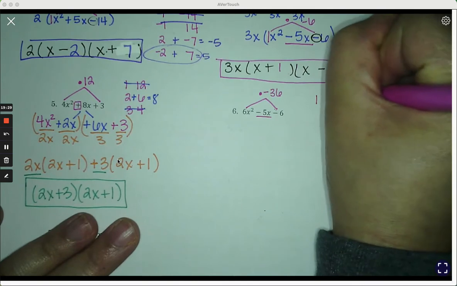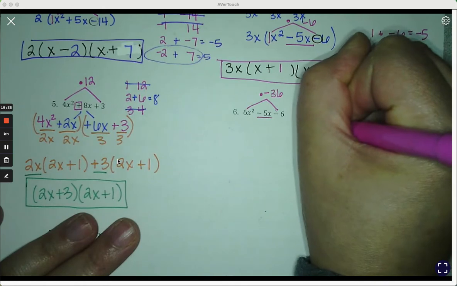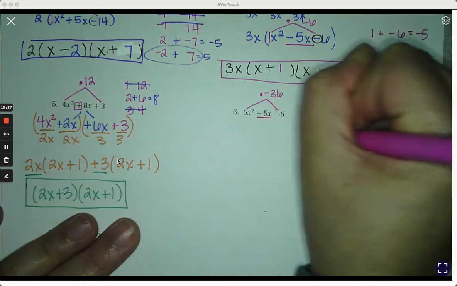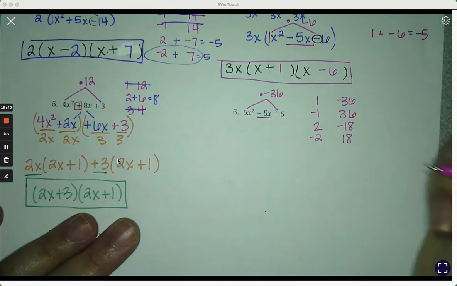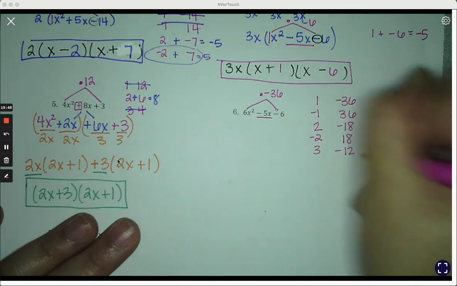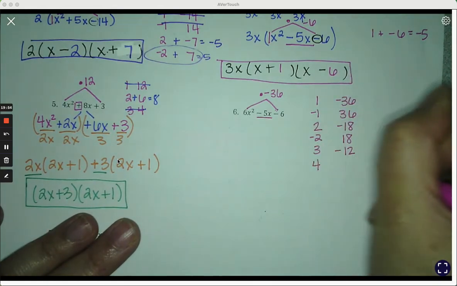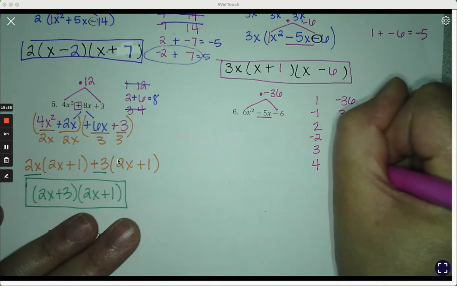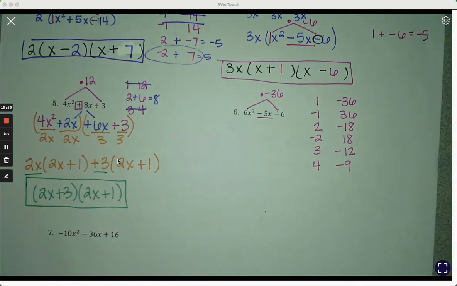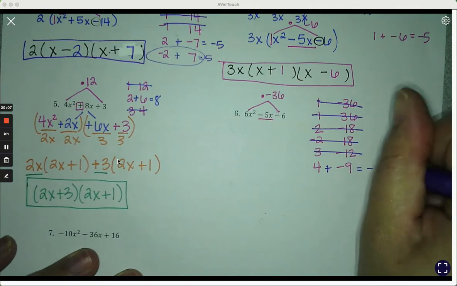Two numbers, one positive, one negative, that multiply to negative 36 and add to negative 5. So we have 1, negative 36, negative 1, positive 36. 2, negative 18, negative 2, positive 18. 3, negative 12. 4, and negative 9. So I'm going to go ahead and stop right there, because I'm looking for one that when I add gives me negative 5.